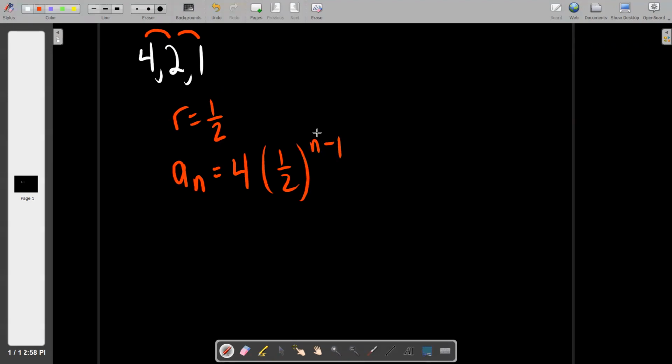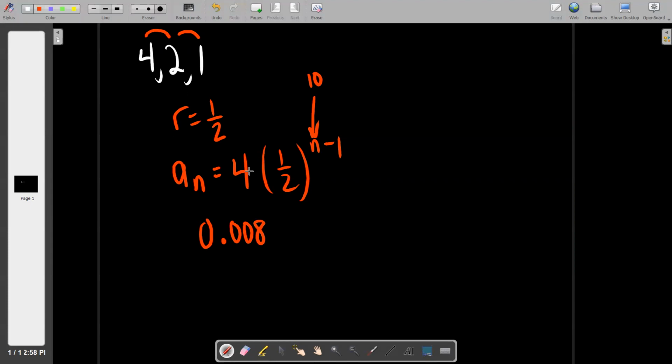In problem 3, we're asked to find the 10th term, so we're simply going to put 10 right here in place of n, and when you type that into your calculator, you should get 0.008, and I should put a 0 there, so that's 0.008.